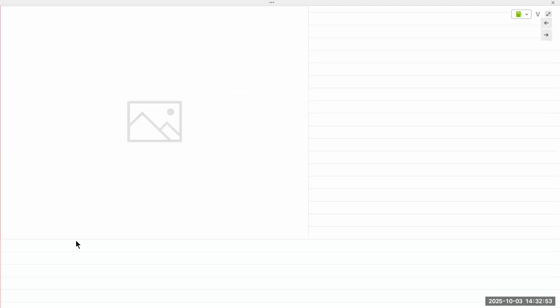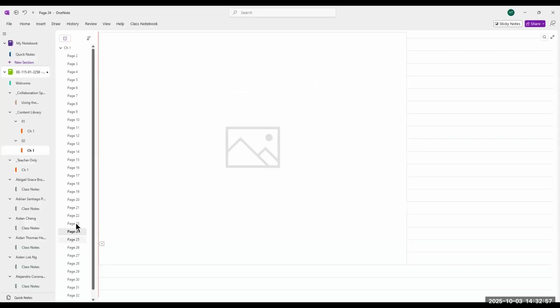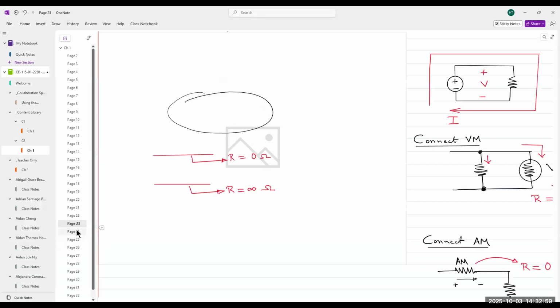What happens here? I don't know why it keeps doing this.